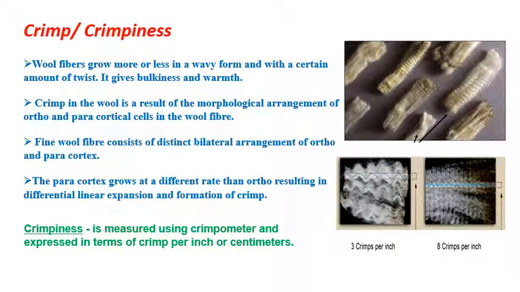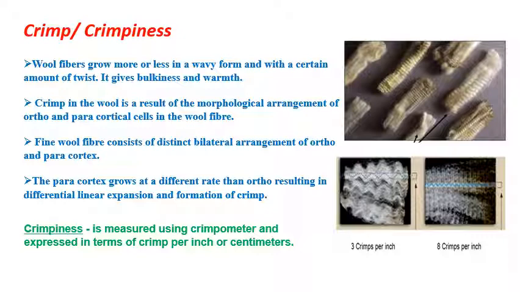Now we are going to see a very important quality parameter, that is crimp or crimpiness. This means the waviness of the wool. The best quality fine wool will have tremendous waviness and that is the most desirable quality. Wool fibers grow more or less in a wavy form and with a certain amount of twist, and it gives bulkiness and warmth to the wool.